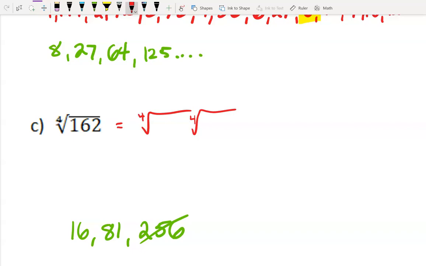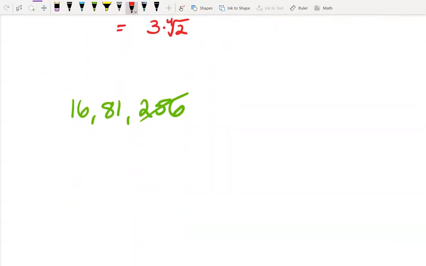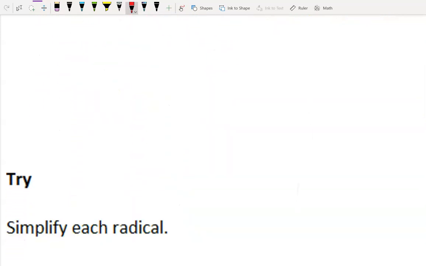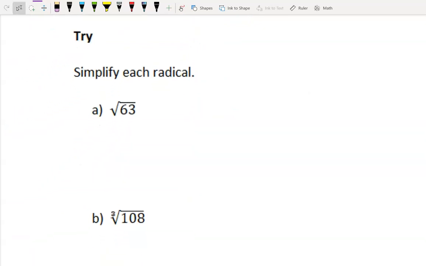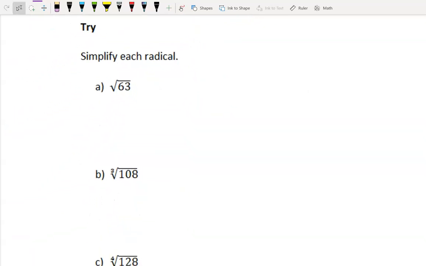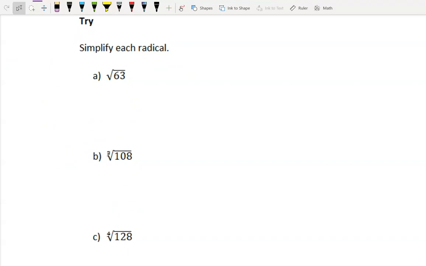Does 16 go into 162? No. Does 81? Yes, goes in twice. Okay, that means I have the fourth root of 81, which is 3, and then I have the fourth root of 2. So this is 3 times the fourth root of 2. That is called simplified. Okay, I would like you to try these next few. Pause the video, give them a shot.